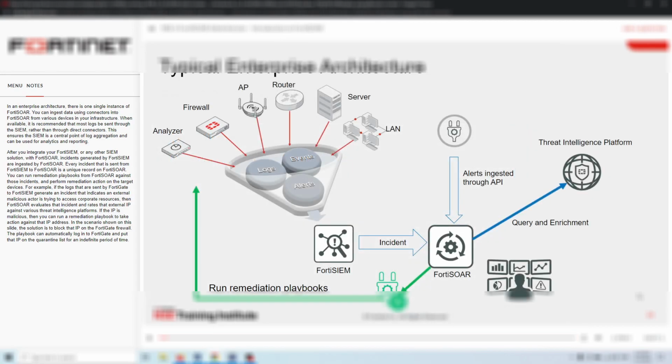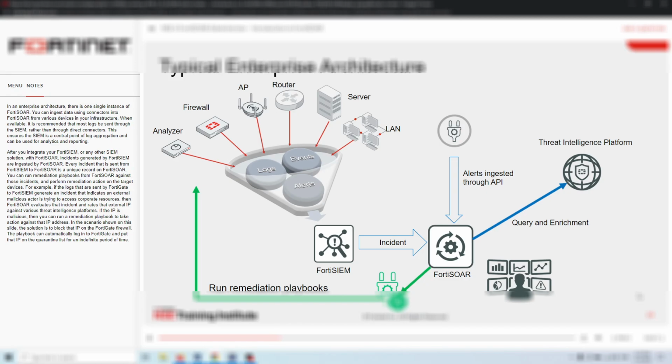In an enterprise architecture, there is one single instance of FortiSOAR. You can ingest data using connectors into FortiSOAR from various devices in your infrastructure. When available, it is recommended that most logs be sent through the SIEM rather than through direct connectors. This ensures the SIEM is a central point of log aggregation and can be used for analytics and reporting.